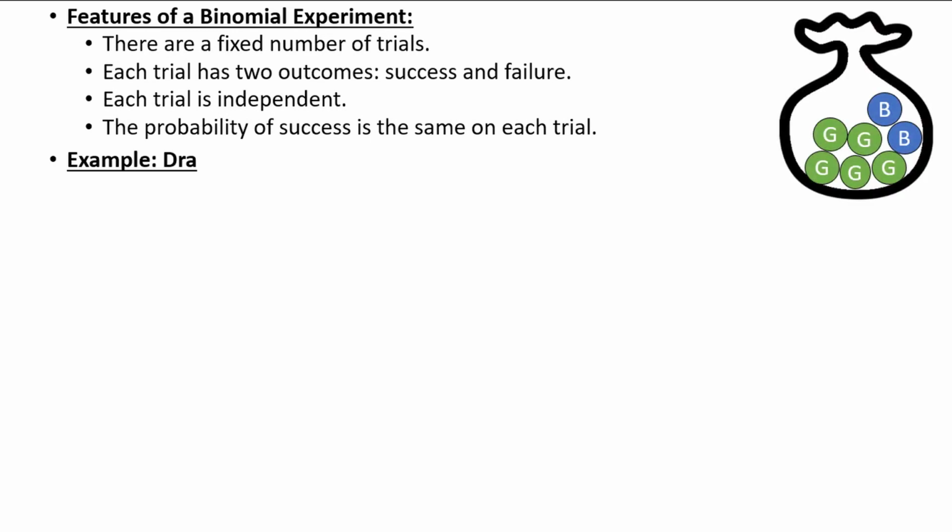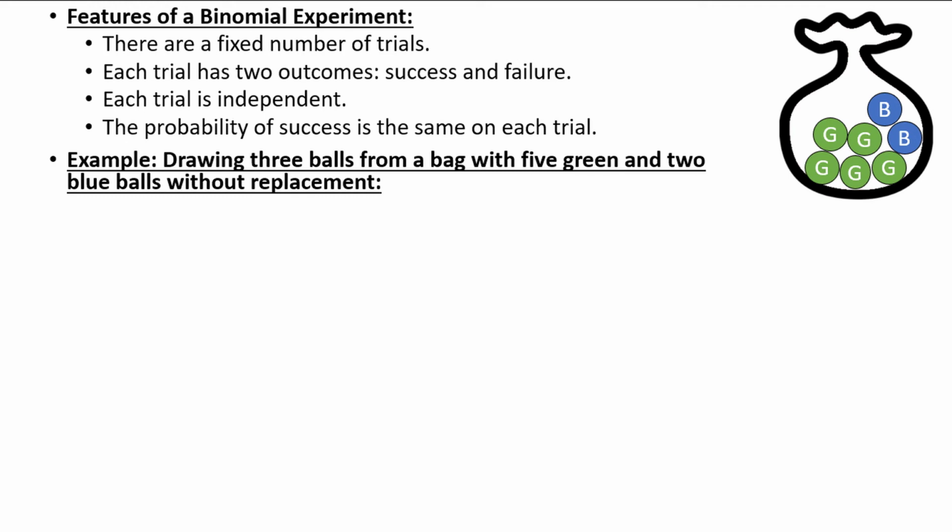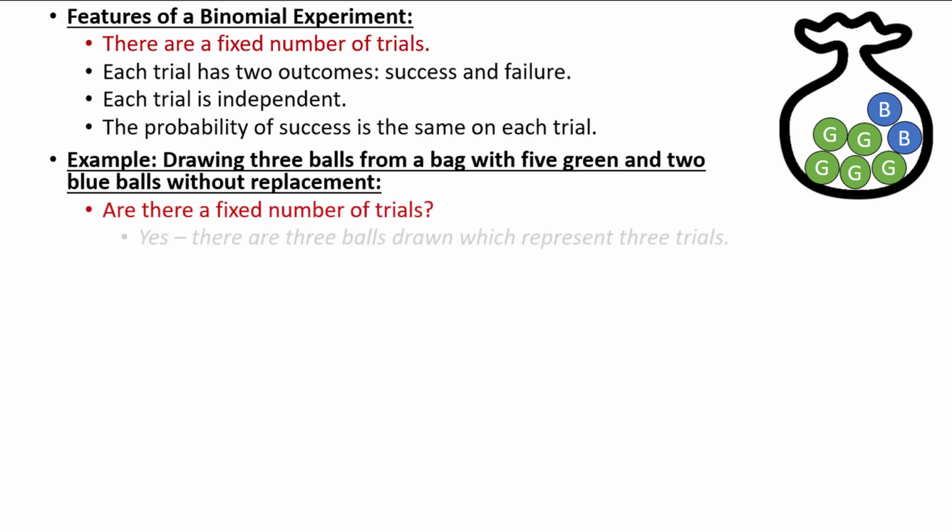Let's say we are drawing 3 balls from a bag with 5 green balls and 2 blue balls, without replacing each ball after it has been drawn. Can this situation be modeled by a binomial distribution? We must check the four conditions. Are there a fixed number of trials? Yes, there are. There are 3 balls that must be drawn, which represent the 3 trials.